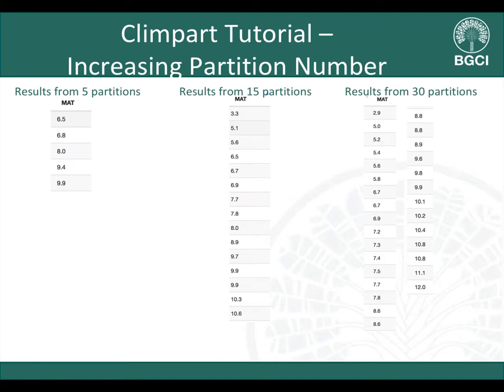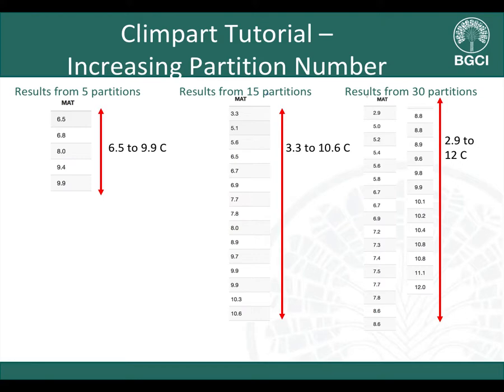After rerunning the analysis for 15 and 30 partitions, let's visualize the results in the Climate Center Data tab, focusing on mean annual temperature data of our centers, which we have sorted from low to high values. In our initial 5 partition analysis, we see that our center values range from 6.5 to 9.9 C. At 15 partitions, the range increases from 3.3 to 10.6 C. Finally, we see a range of 2.9 to 12 C with 30 partitions. So as we increase the number of partitions, we better capture the extreme ranges of the gradient. Additionally, steps along the mean annual temperature gradient become smaller and more numerous.